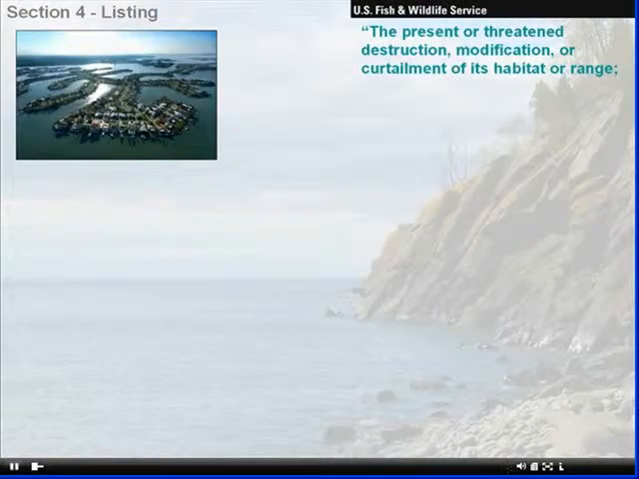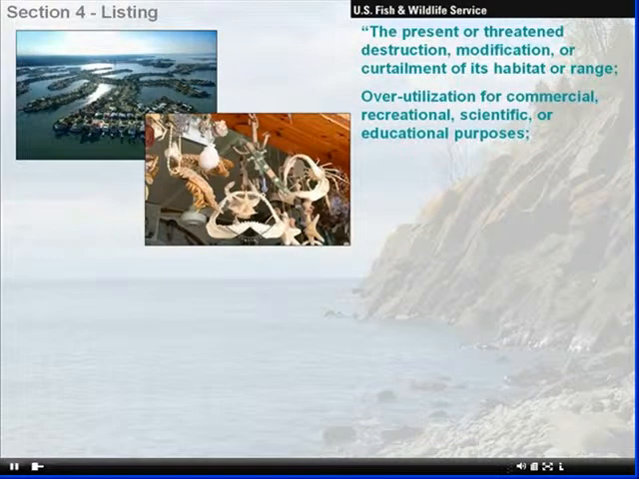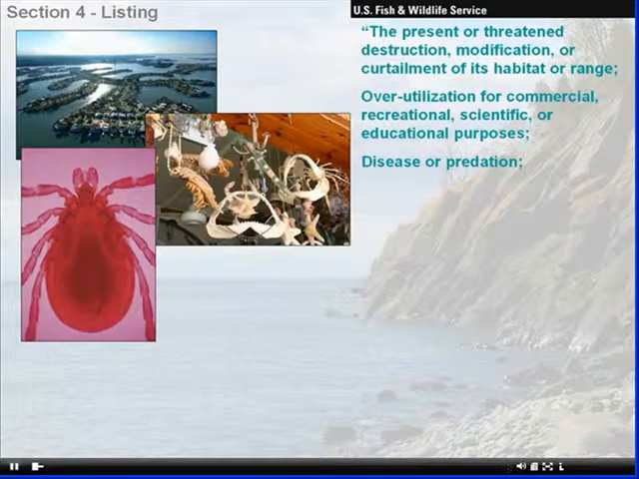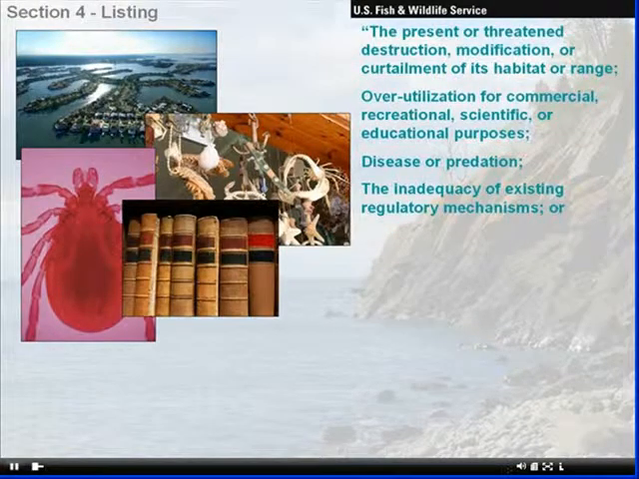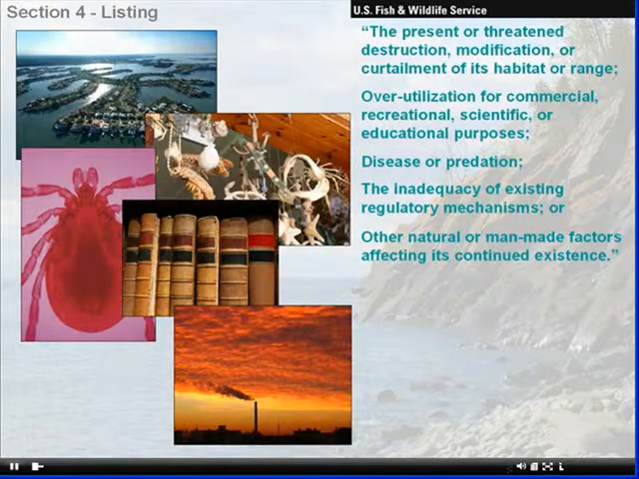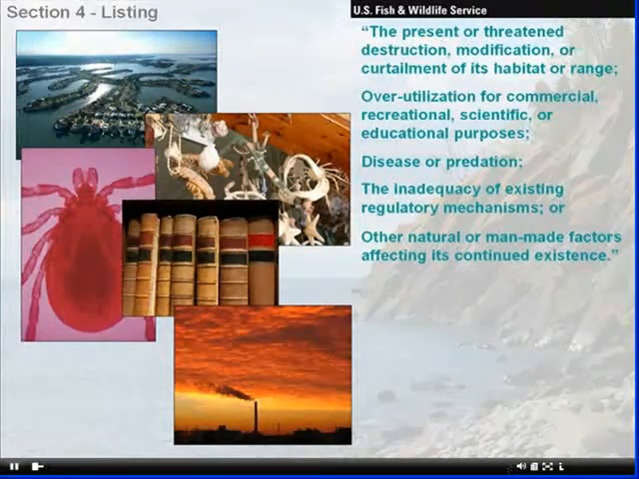The present or threatened destruction, modification or curtailment of its habitat or range, overutilization for commercial, recreational, scientific, or educational purposes, disease or predation, the inadequacy of existing regulatory mechanisms, or other natural or man-made factors affecting its continued existence.